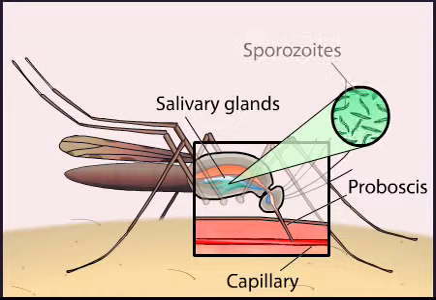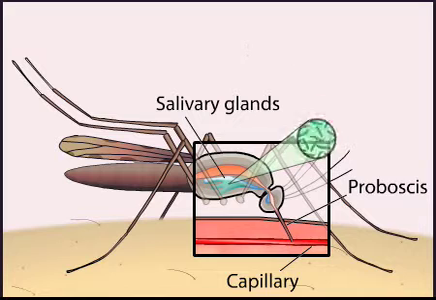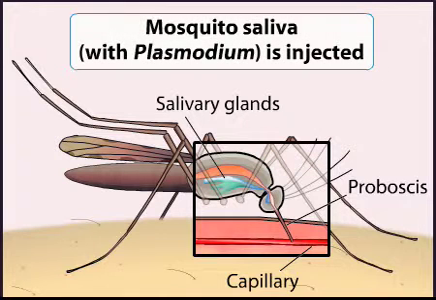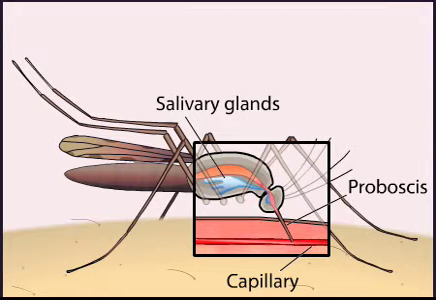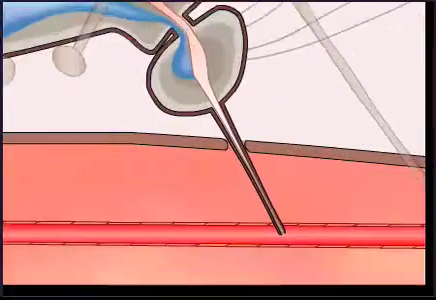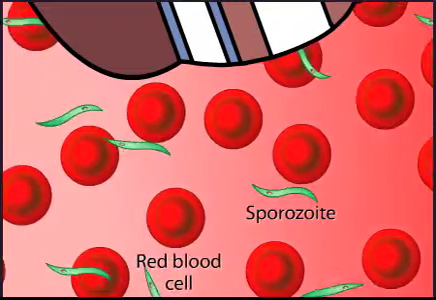The parasite, in the form of sporozoites, is injected with her saliva, which contains an anticoagulant that promotes a steady blood flow. The circulatory system delivers the sporozoites to their target, the liver.